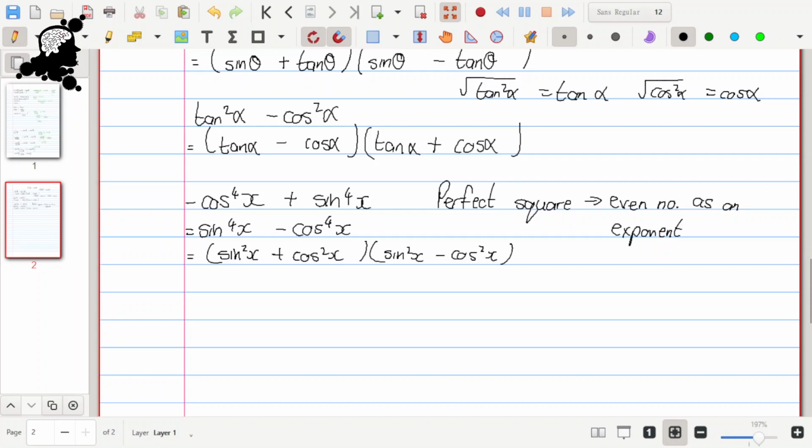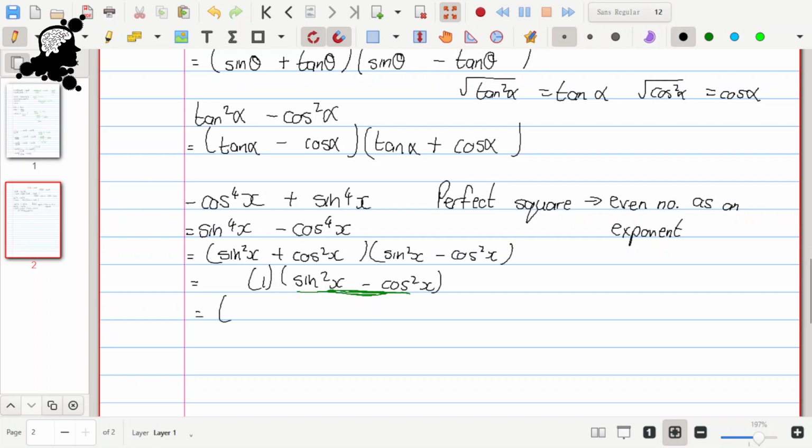Once again, from our square identity, this is going to be 1, and this is just going to remain as sine squared x minus cos squared x. Let's take a look at something here. You might be thinking, okay, right, we're done. But when you look at this, you will realize that this is actually still a difference of 2 squares. So we can further factorize that part.